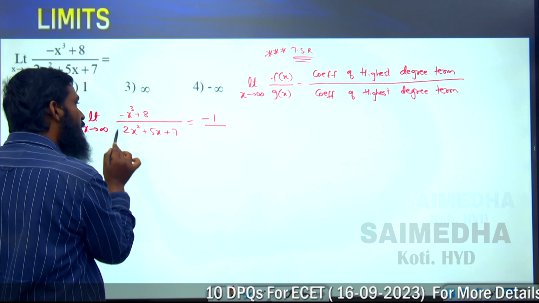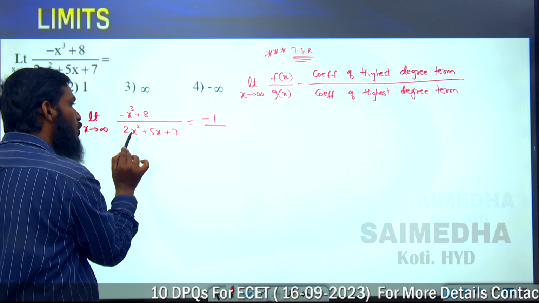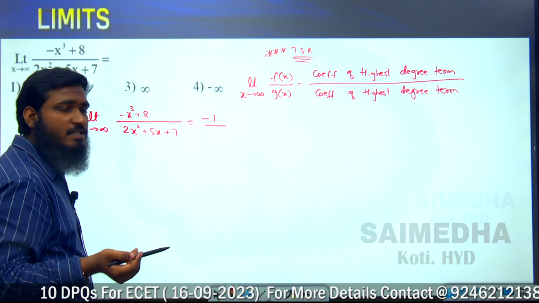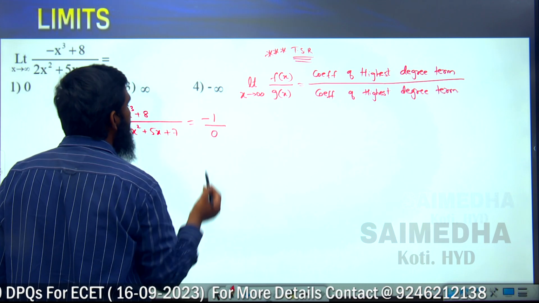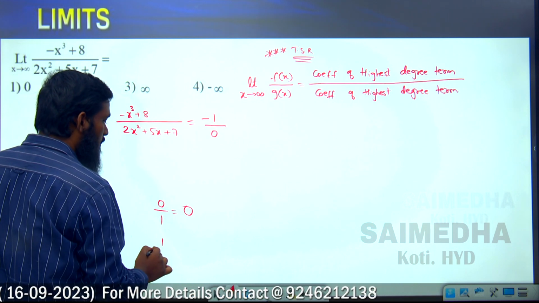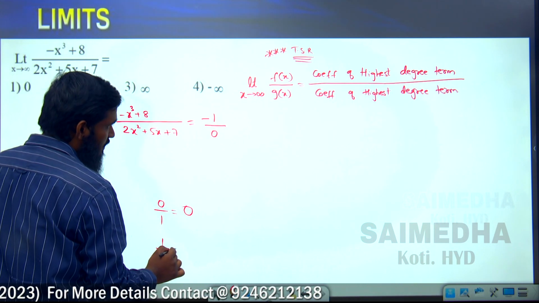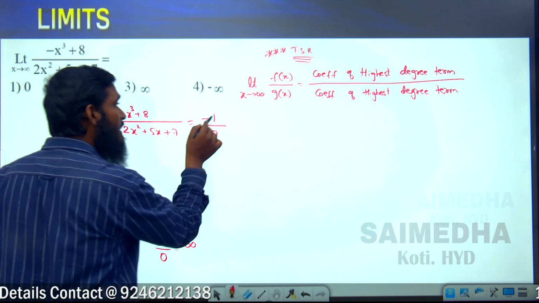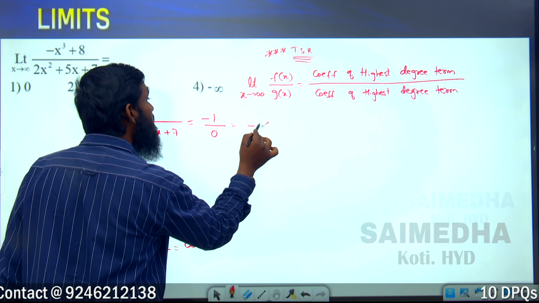Minus 1. What is the coefficient of the highest degree term? It means x cube in the denominator. We are not having any x cube over here. If you are not having x cube, what coefficient do we have to take? 0. Now as we know, 0 by 1 equals 0, 1 by 0 equals infinity. Similarly, minus 1 by 0 means minus infinity.